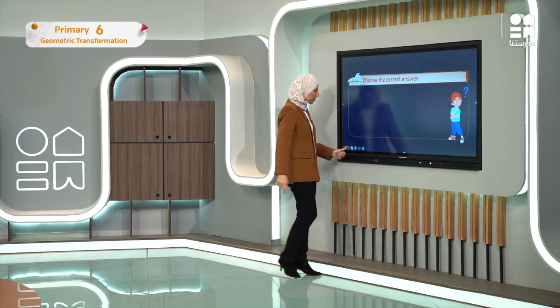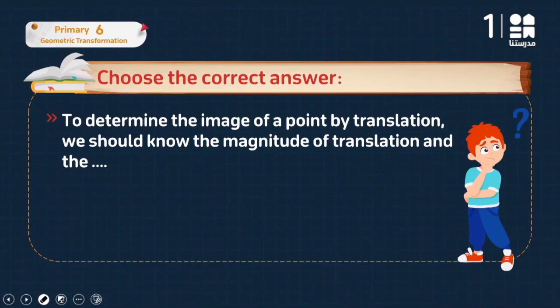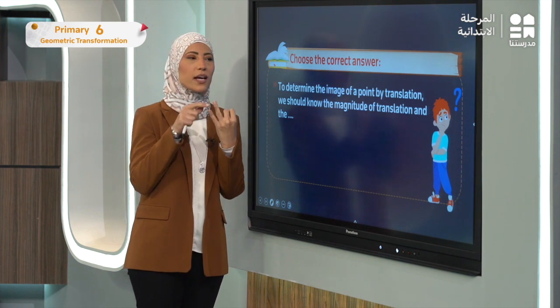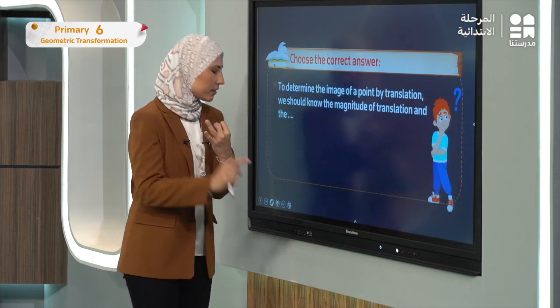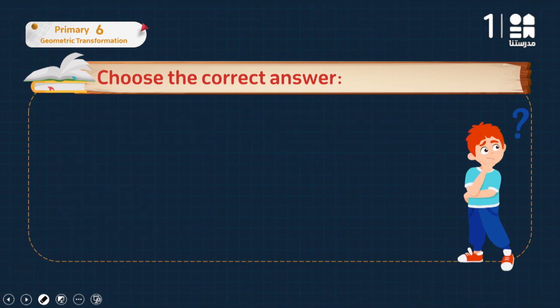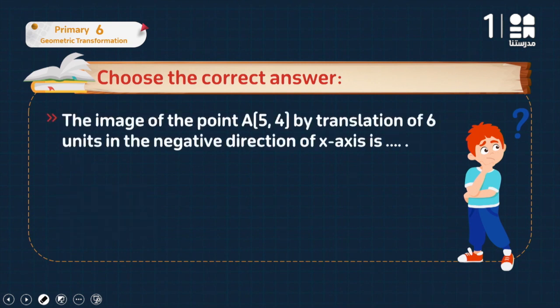تعالوا نشوف الexercises اللي بعده. بيقول لي choose the correct answer. To determine the image of a point by translation, we should know the magnitude of translation and the... احنا اتفقنا ان احنا محتاجين 2 point. الmagnitude and direction, of course. So rotation, direction ولا refraction? Of course the direction.